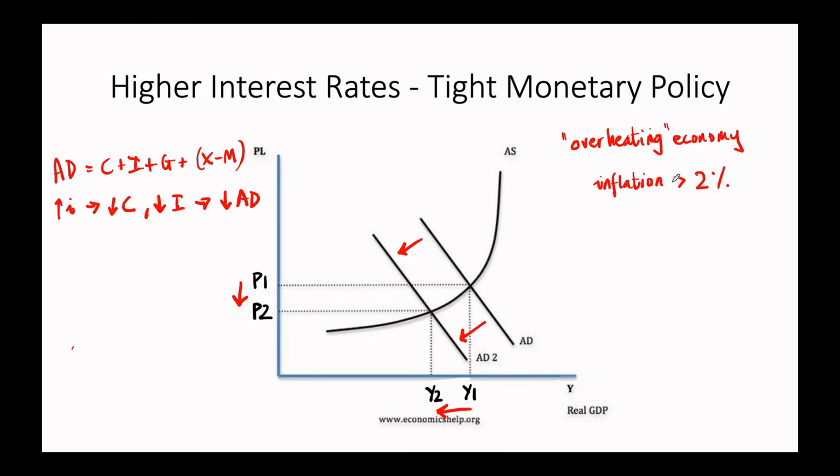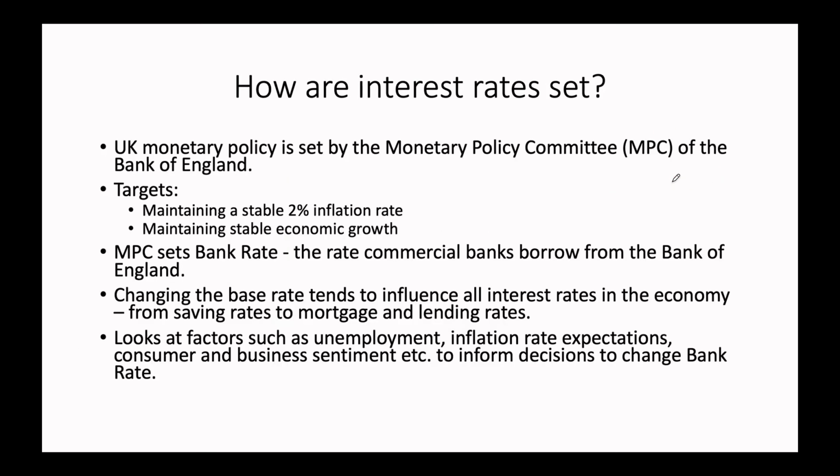Central banks may wish to adopt tight monetary policy if the economy is overheating, so to speak, and a key indicator of that is if inflation is above that 2% target. By increasing interest rates, we reduce aggregate demand, reducing demand pull inflation, and this would hopefully allow for inflation to fall down to its target level. So I mentioned the Monetary Policy Committee in the previous slide. The Monetary Policy Committee, or MPC, is a group of people within the Bank of England that sets bank rate.